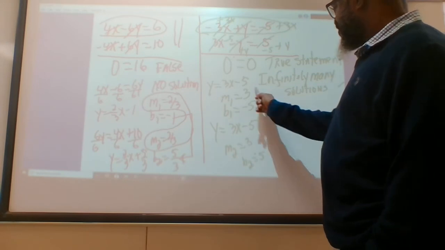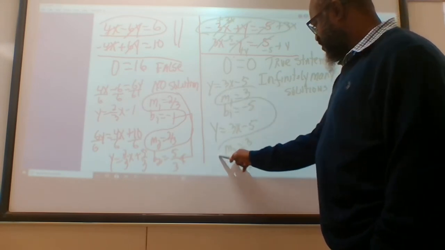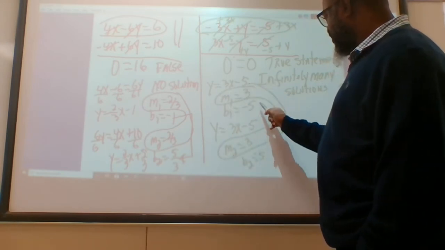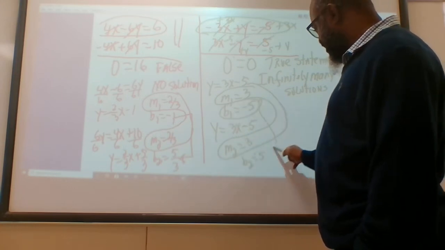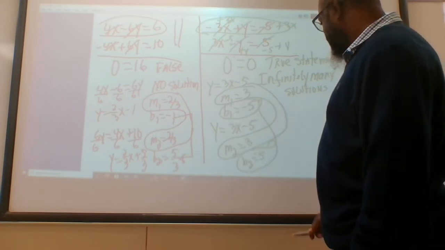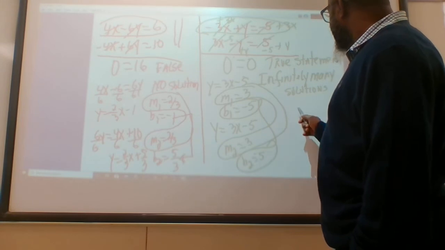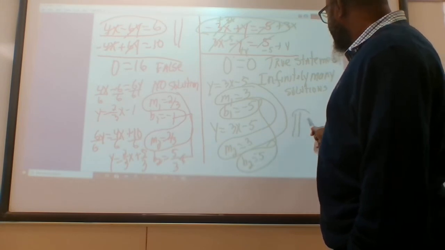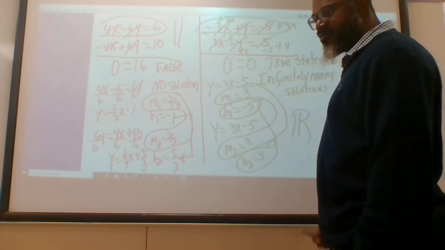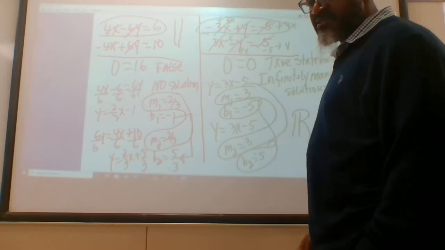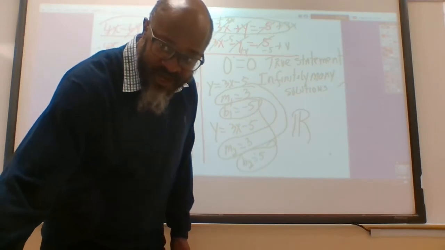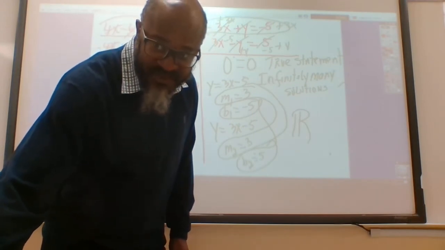Right? When I compare my slope, the slopes are the same. When I compare my b, they are the same. In this case, you have many solutions. This is a real number. This is an identity. All real numbers. This is an identity. So in this case, you have many solutions. The system will accept as many solutions as possible.